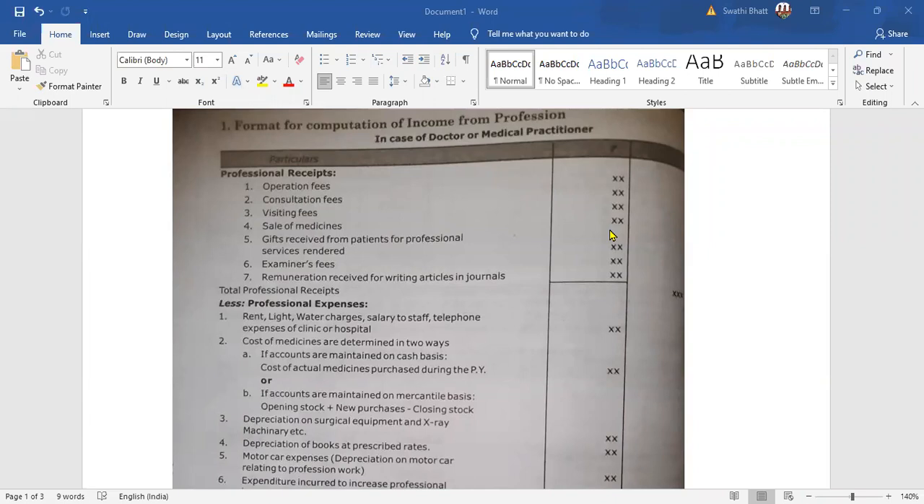Hello everyone. So I thought I would make another video on how to compute income from profession in case of a doctor. We have already completed a video on computation of income of a lawyer. So today we'll be looking at how you compute the income from profession of a doctor. Now again, what you can see on the screen is a format. In the same format, you will be computing the income from profession of a doctor.